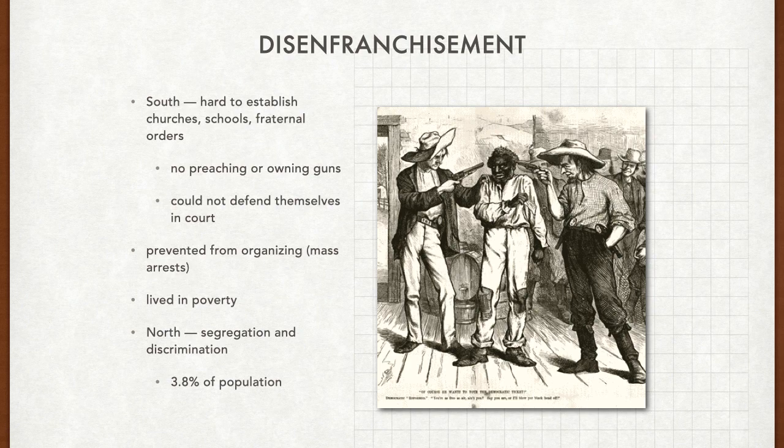Although free blacks comprised no more than 3.8% of the population of any northern state, they faced mounting legal, economic, and social discrimination. They were prohibited from marrying whites, were relegated to segregated jails, cemeteries, asylums, and schools. All but 4 New England states denied them the right to vote.